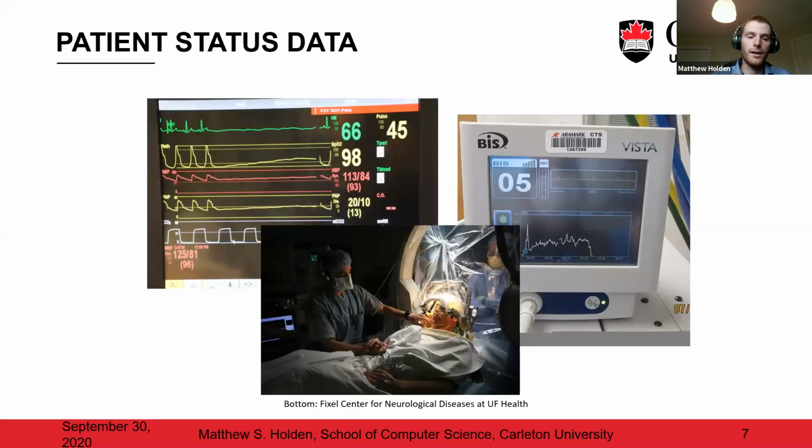We might also monitor patient status data. So we can monitor, for example, their vital signs, their heart rate, their respiration rate. We can even monitor how their muscles are being affected by the surgery. As you can see in this example at the bottom here, we actually have an interventionalist who's manually monitoring a patient's muscle reaction to deep brain stimulation.